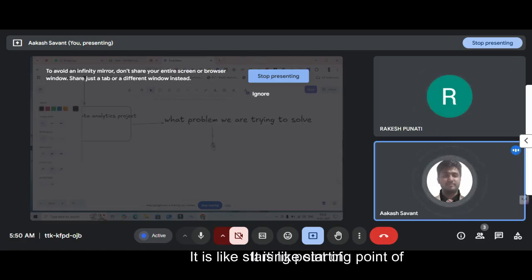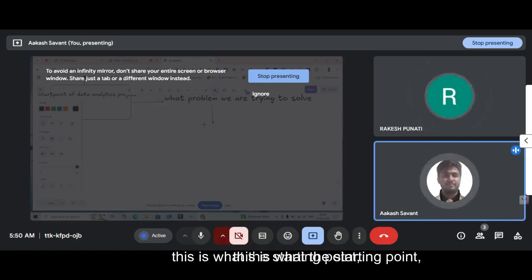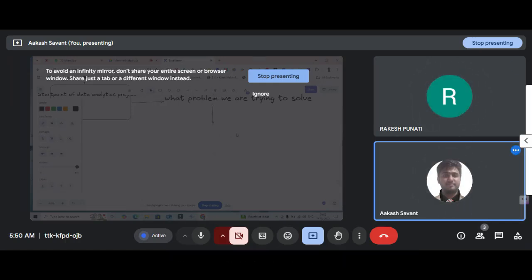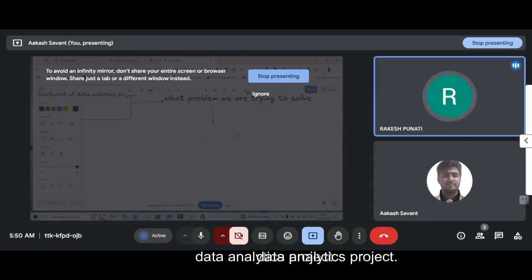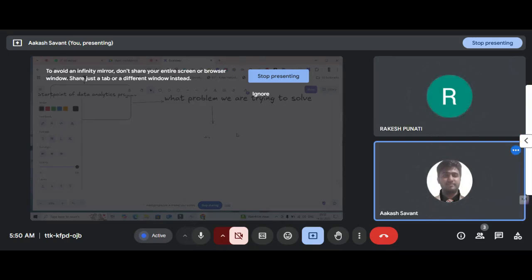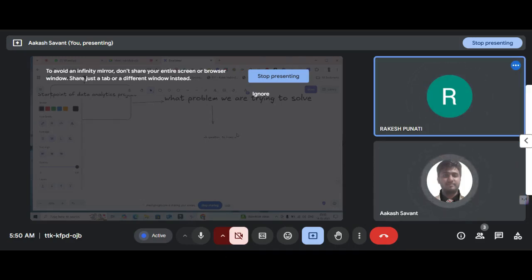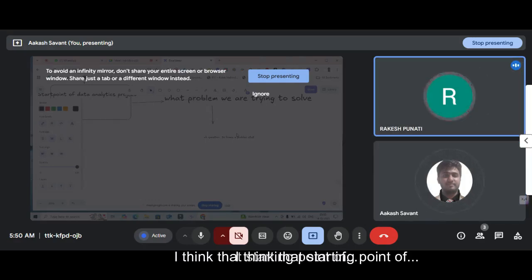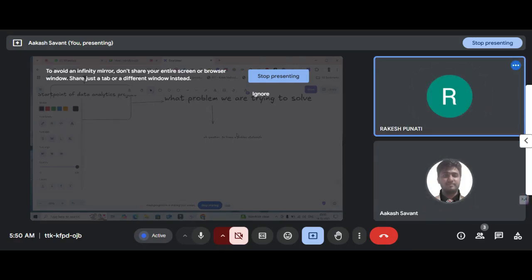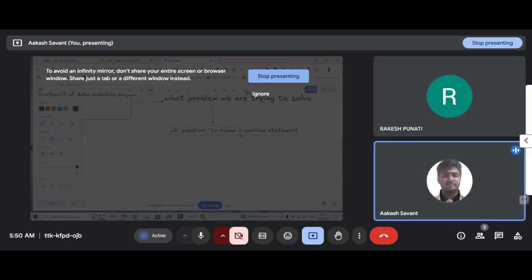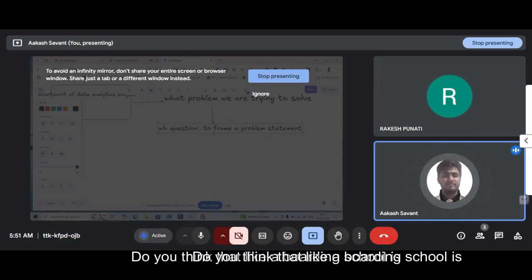Now let's break it down step by step to frame a problem statement. To frame a problem statement, we should ask some WH questions: who, what, when, where, why, and how. These WH questions help us understand better.